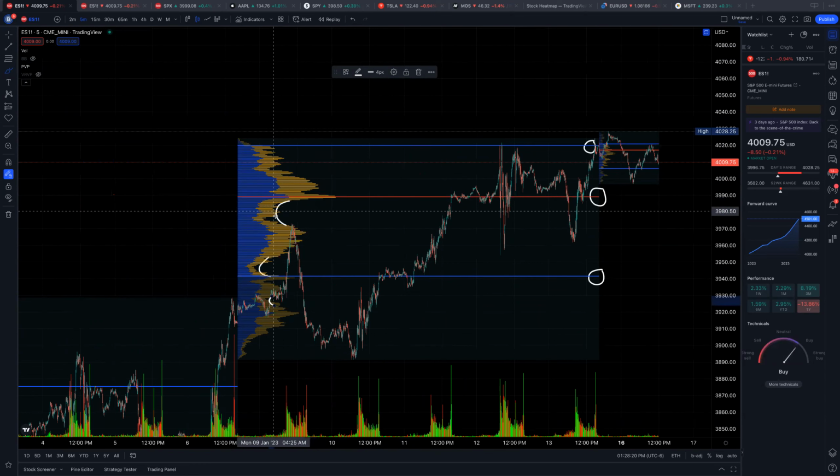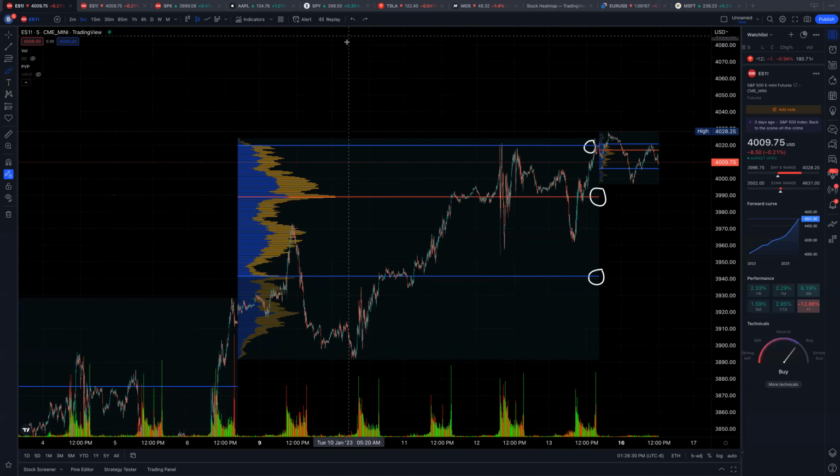So high volume nodes are the peaks, and low volume nodes are the, how could we call these, Max? Troughs. The what? Say it again? Like a trough. Yeah, we could call them that. So the peaks are the high volume nodes, and the troughs are the low volume nodes.